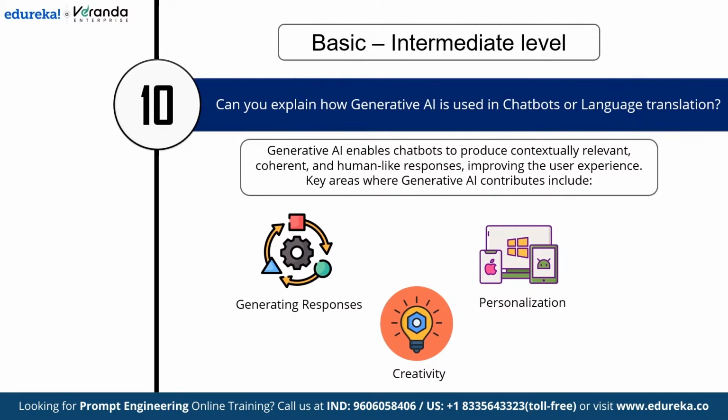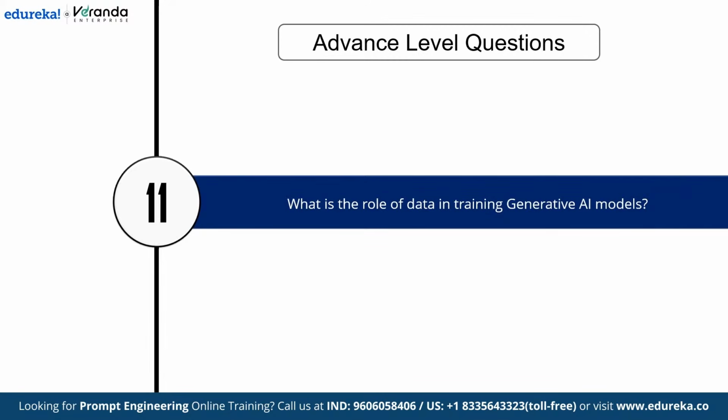Next, personalization. Generative AI can analyze user data to personalize chatbot responses, making the interaction feel more tailored to the individual user. And then we have context management. Generative AI can maintain context throughout a conversation, allowing chatbots to understand and respond appropriately to the user's evolving needs and preferences. These capabilities of generative AI are transforming how chatbots and language translation tools are used, making them more effective and user-friendly.